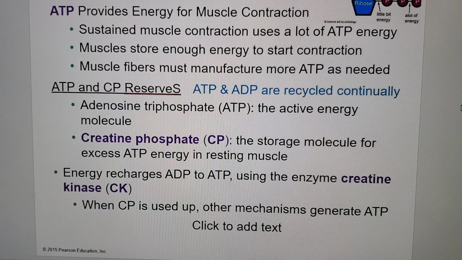We're going to start on another topic here, 10.6, another topic in the chapter. We're going to talk about ATP, adenosine triphosphate.